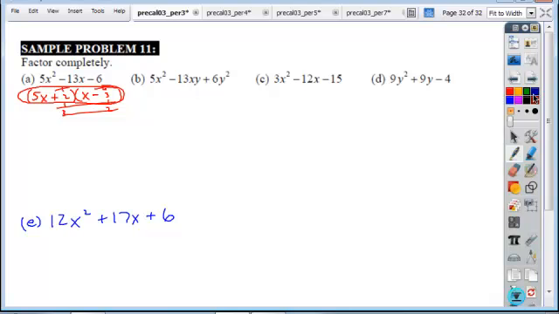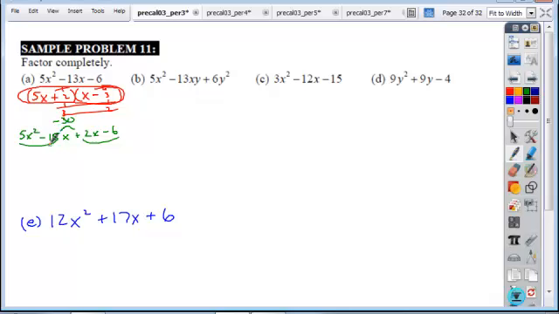Okay, now, if you're unsure of that, or you prefer using the rewrite the middle term, we can do that as well. 5 times -6 is -30. What two factors of -30 have a total sum of -13? -15 and a +2. Okay. So when you look at these, you can rewrite the middle term as that sum, drop your first and last term down, and then factor by grouping.